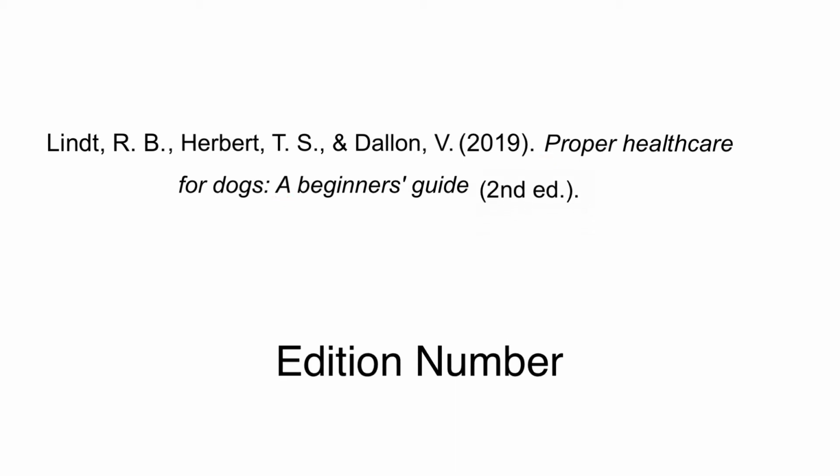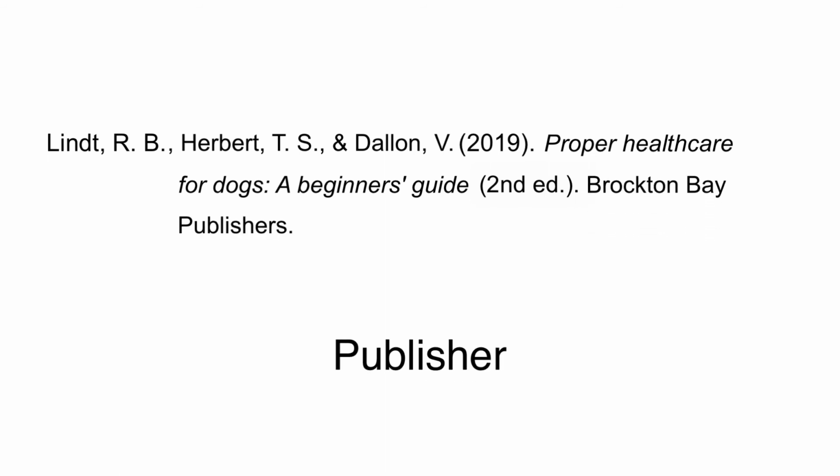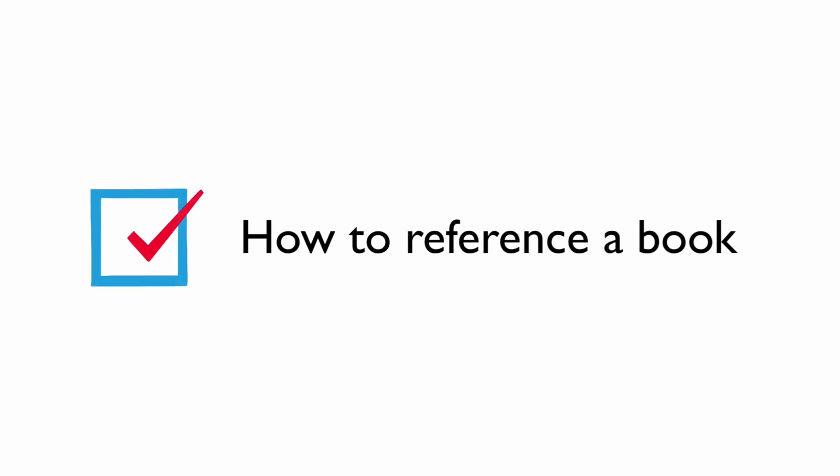If the book has an edition number higher than first, it goes in parentheses after the title with the abbreviation ed. Lastly, put the name of the book's publisher. If your book has a DOI number, place it at the end of the reference. Note that there is no full stop after the DOI. In this video, we covered how to reference a book.